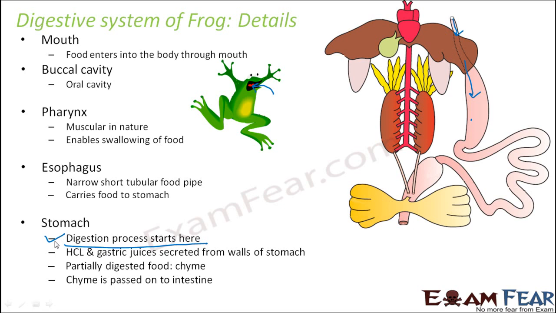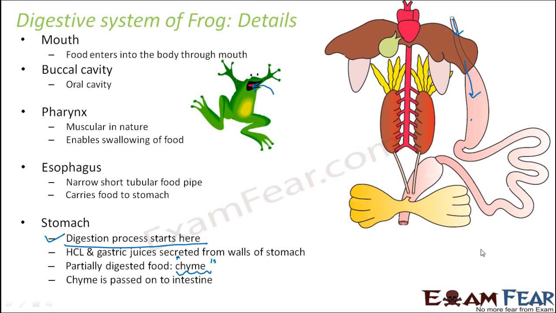What happens at the stomach? From the walls of the stomach, some juices are secreted, like the gastric juices and hydrochloric acid. So partial digestion of food takes place. The food gets partially digested, and this partially digested food is termed as chyme.